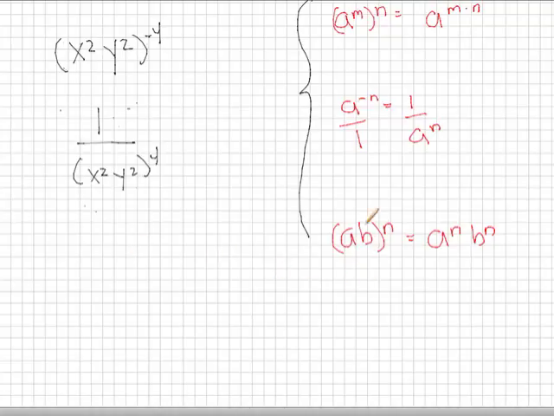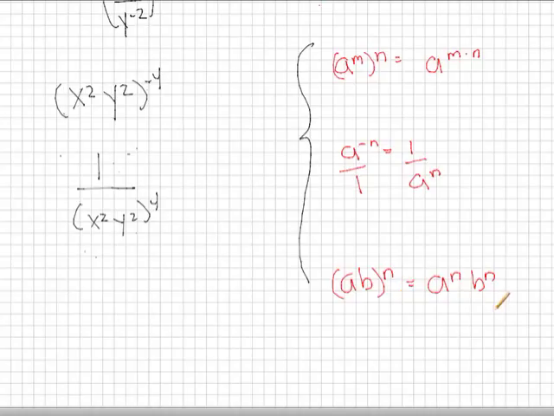The next rule we're going to use is a combination of the top and bottom rules here, which basically says if we have a product inside parentheses and we have an exponent on the outside, we can just go ahead and distribute that. And we just multiply these exponents together separately. So on the bottom, what I have is 1 over x to the 2 times 4, so x to the 8th, and I'll have y to the 2 times 4, so y to the 8th.